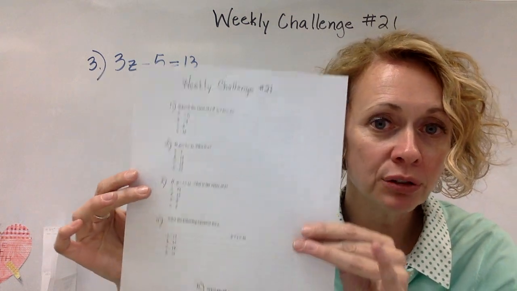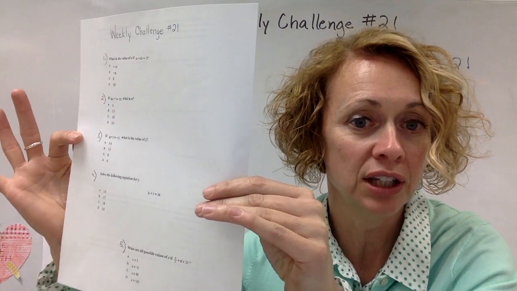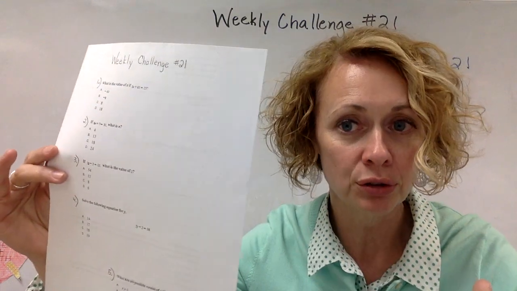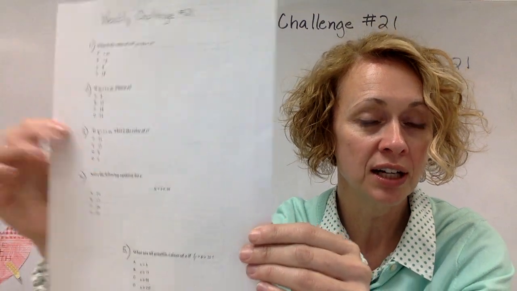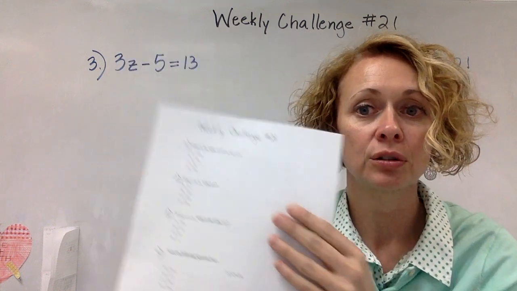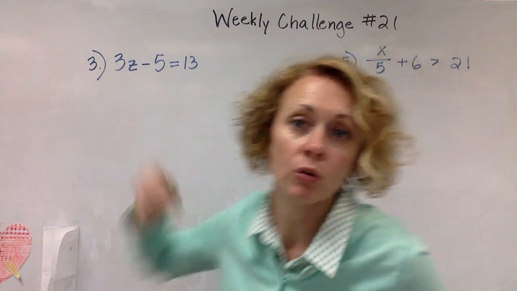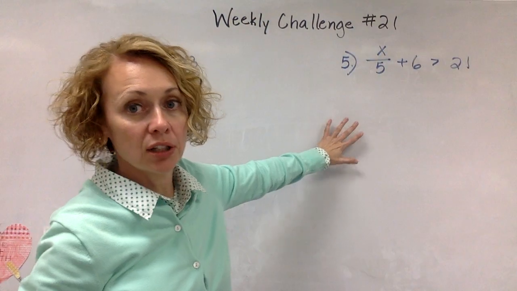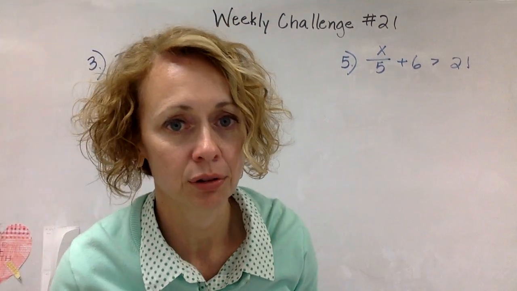I'm not going to read through all of the questions like we usually do together on the weekly challenge, but I kind of want to front load you with what you're going to be faced with. You've got 5 questions on one side, and 5 on the other, so a total of 1 through 10. All of these are a review of some equations that we've been doing, or a review of some inequalities.